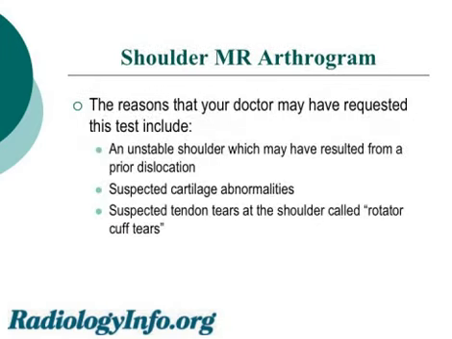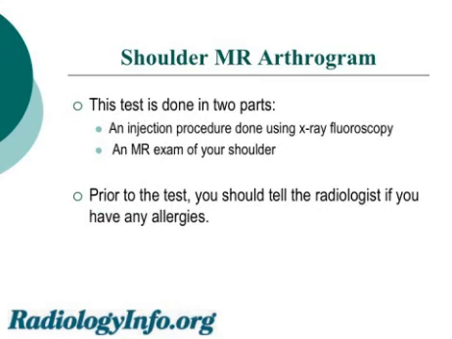Among the reasons that your doctor may have requested this test include an unstable shoulder, which could have resulted from a prior dislocation, some suspected cartilage abnormalities, or possibly suspected tendon tears at the shoulder, which are sometimes referred to as rotator cuff tears. This test is done in two parts.